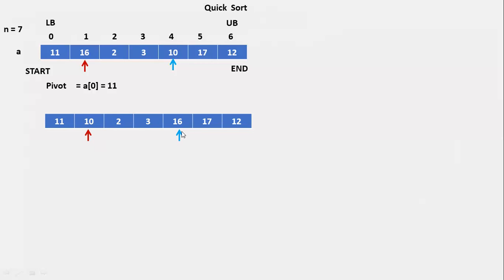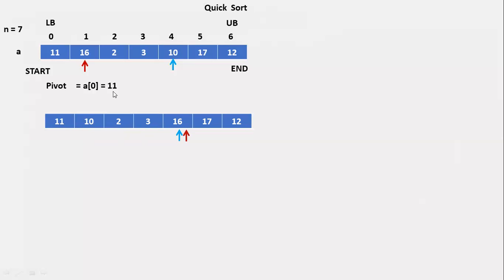Understood? Again, we are applying the same funda. That is, 10 less than or equal to pivot 11. So what do I have to do? I have to increment, so start will come here. 2 less than or equal to 11, condition is true, so my start has to come here. 3 less than or equal to 11, condition is true, so start will come here.